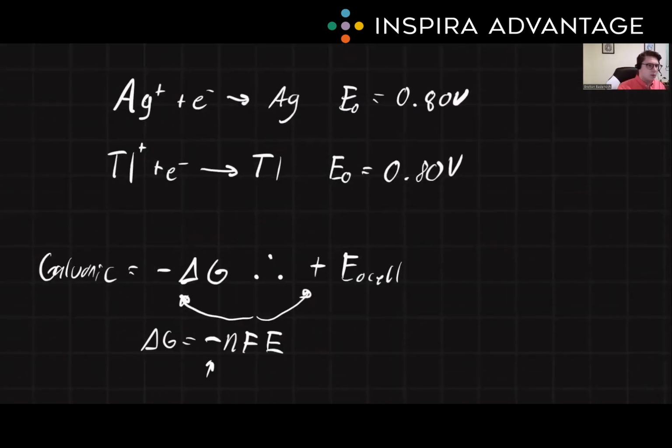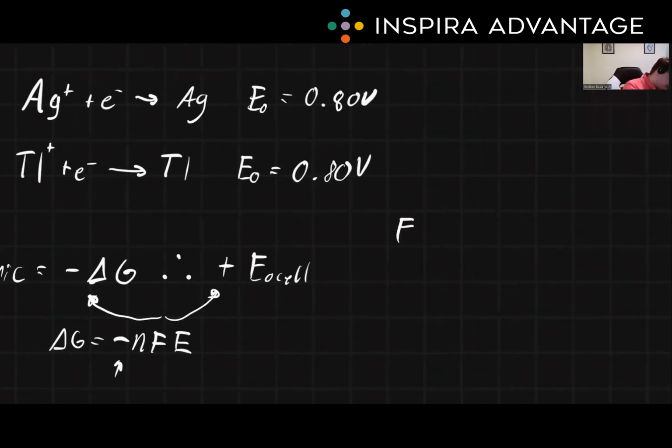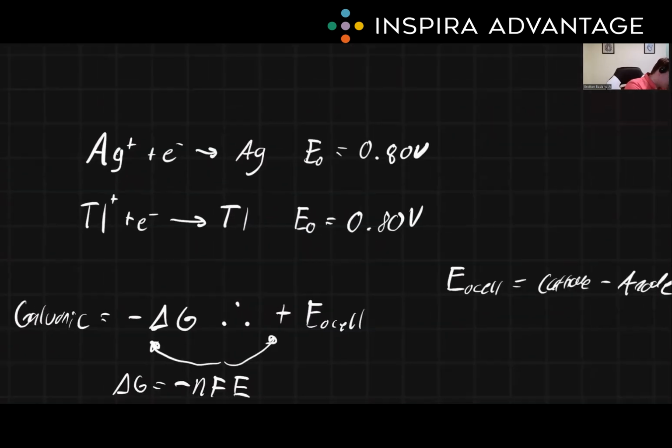Okay, so this is where our second equation comes in. We need to figure out our E cell. And we said E cell is equal to the cathode minus anode. And these are for reduction potentials, which are what are given here.